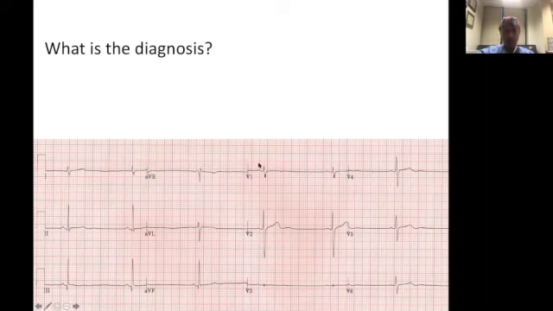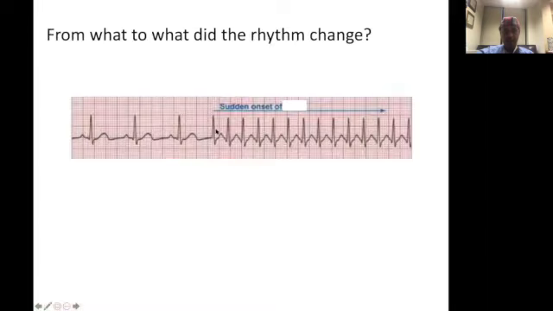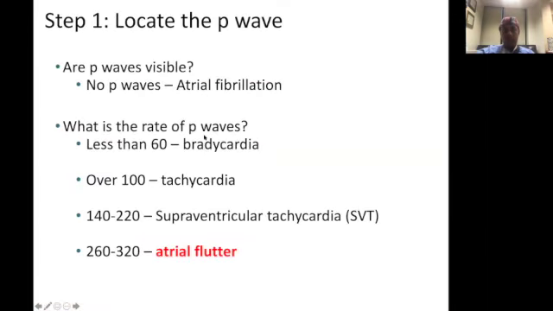So we're going to talk about how we identify if the rate is less than 60, we call that bradycardia. Between one P wave and another P wave, if that rate is less than 60, we call it bradycardia. And that's exactly what we saw here.